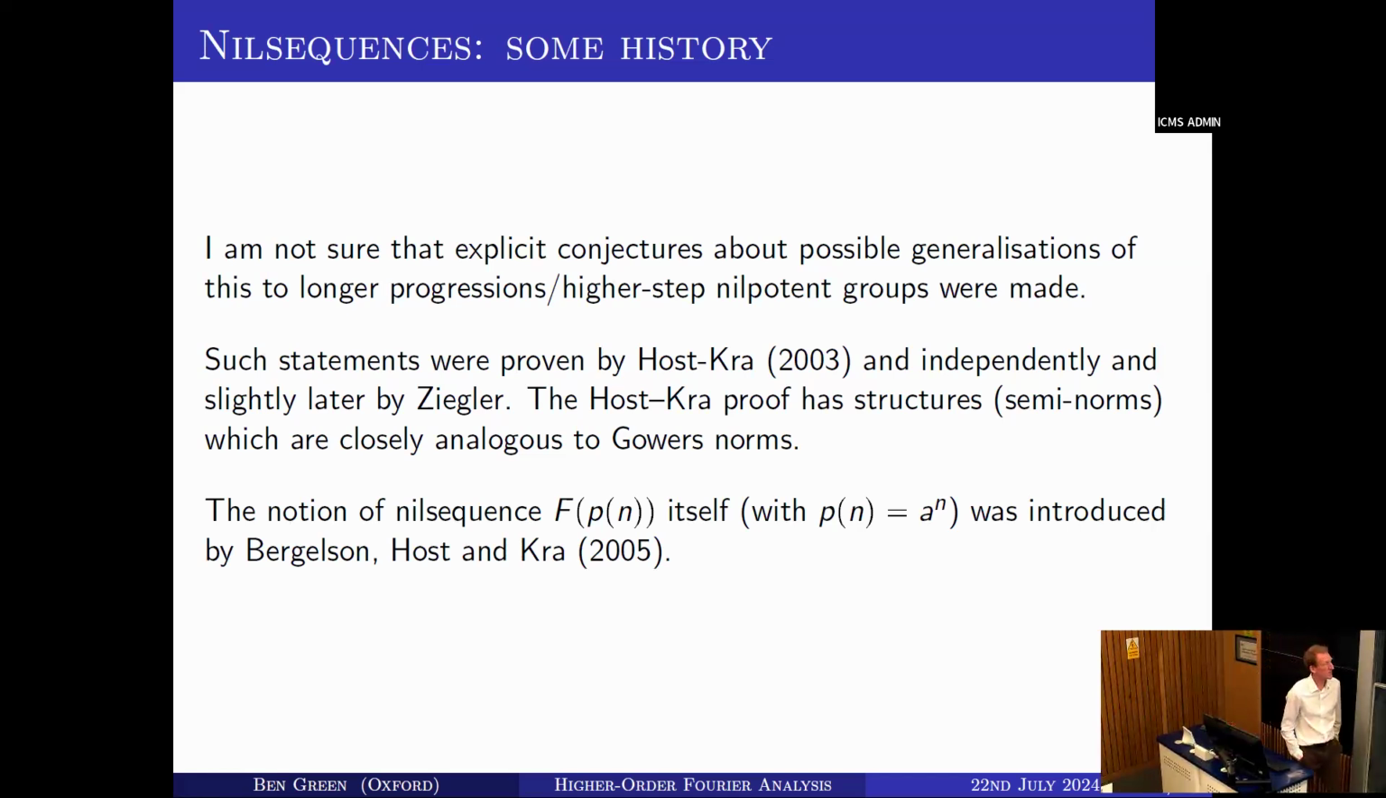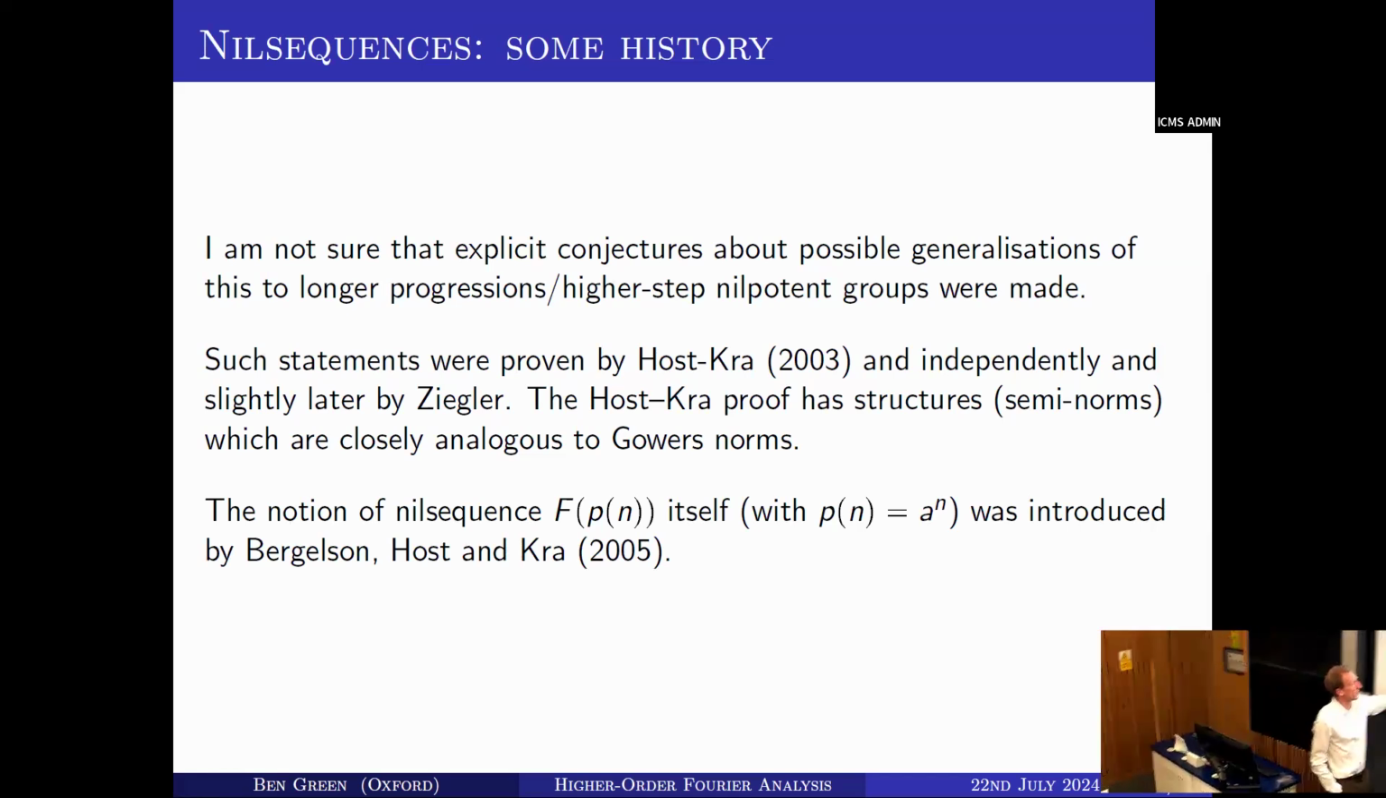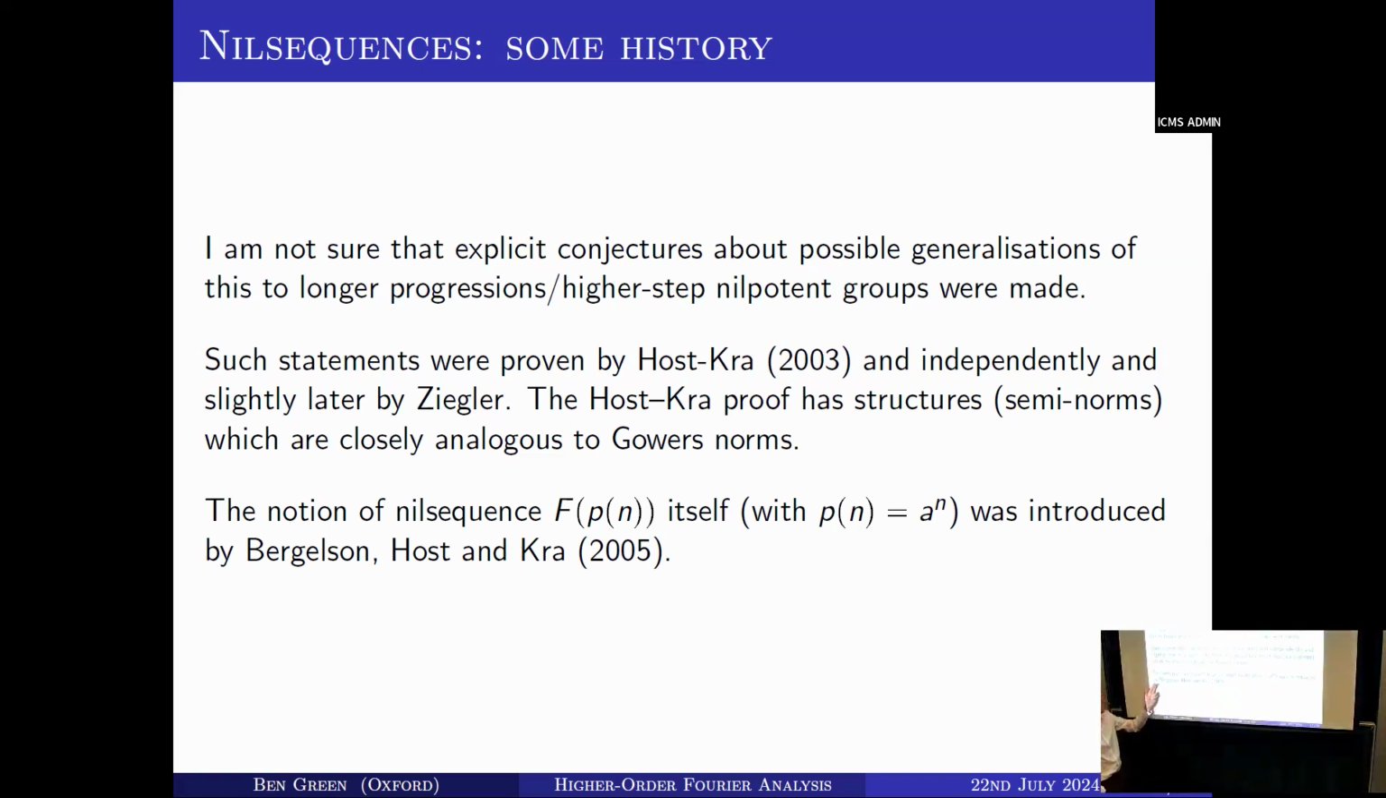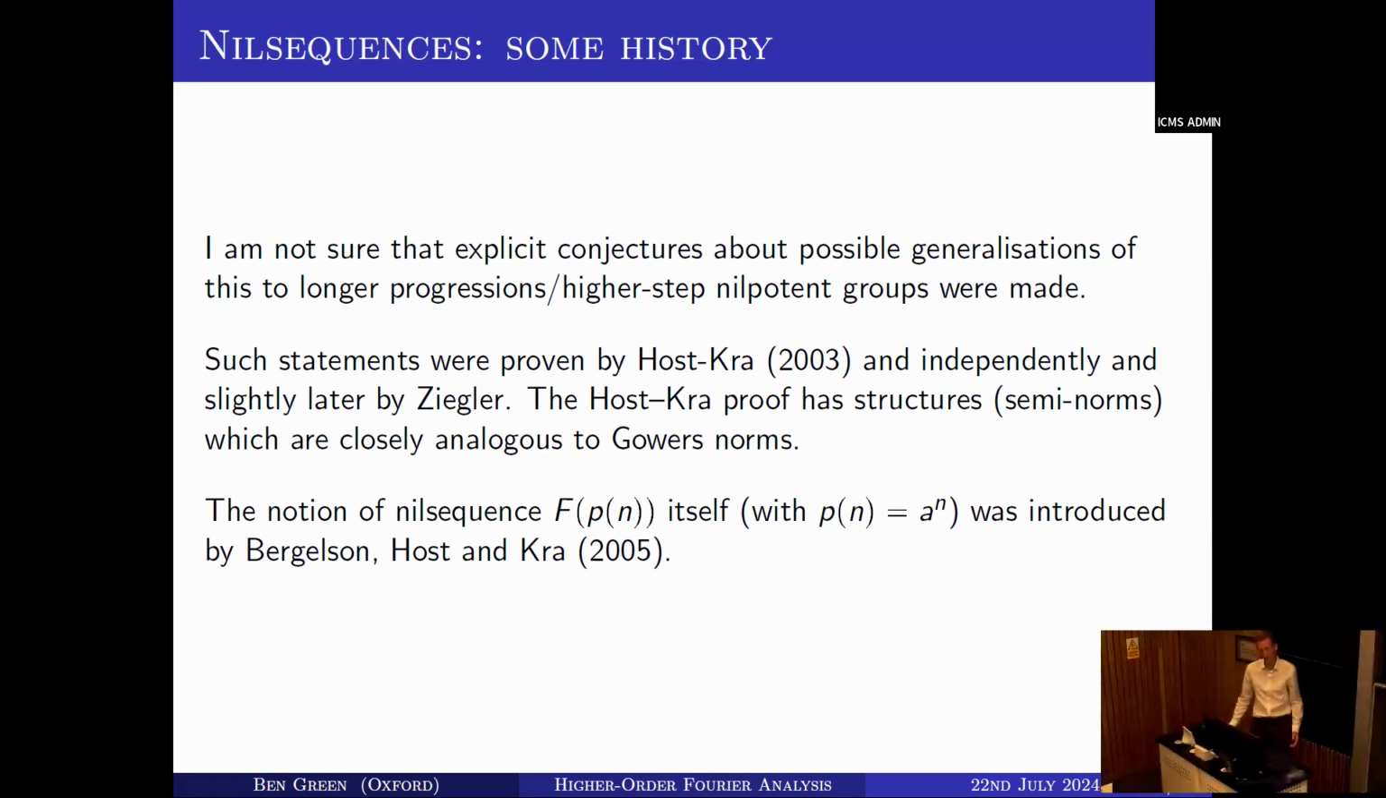Now, the notion of a nil sequence itself doesn't explicitly occur in those works. That was introduced by Bergelson, Host and Kra in 2005. But Terry and I, when we did our work on the U3 norm, had all of these things. When I say had them all, we had all of those papers on our desk. So it's clear that the ergodic theorists really influenced the statement that we were trying to prove.